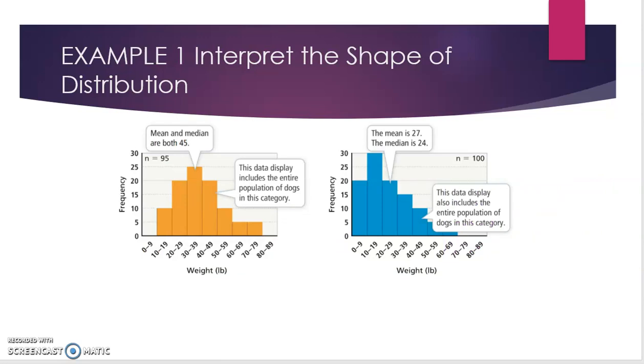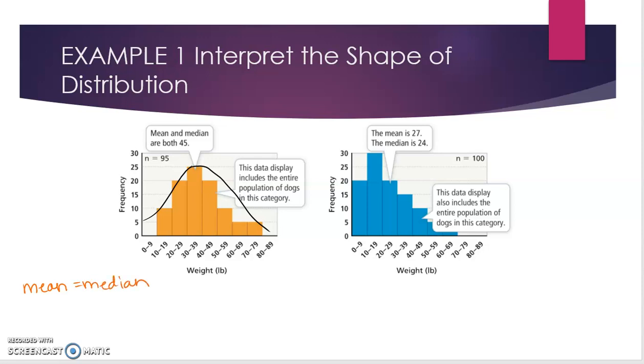On this slide, we can see that they give us the mean and the median. So I had drawn kind of this bell-shaped curve here, and you can see that they tell you the mean and the median are both 45. So in this case, on the left, your mean is equal to your median.